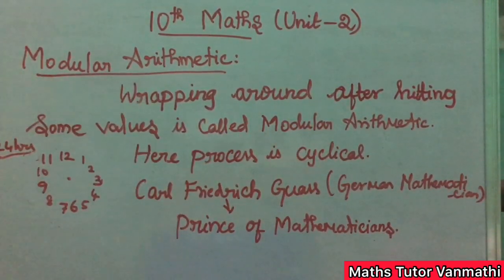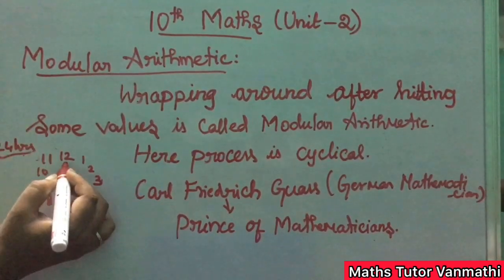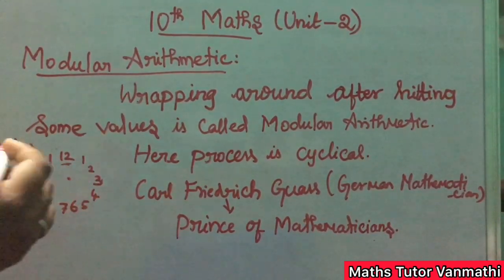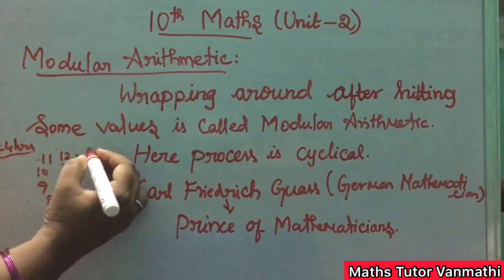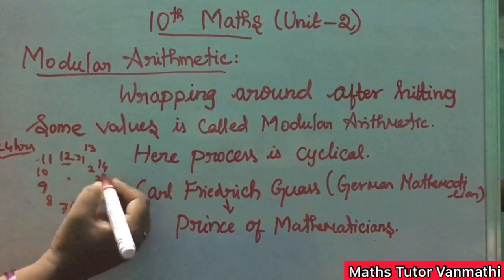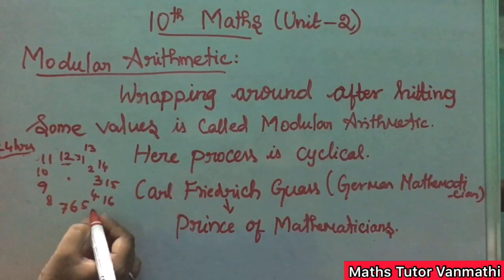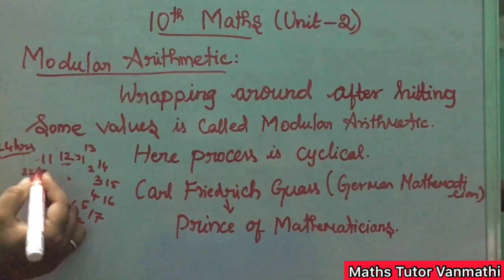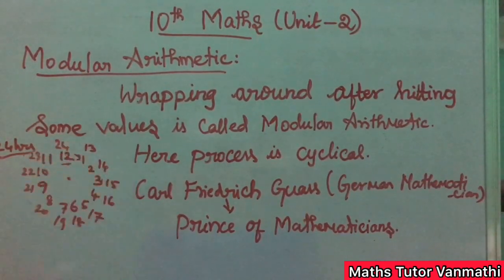The best example for modular arithmetic is the clock. Here 1 to 12 is present on your clock. One time around means 12 hours, and two times around means we get 24 hours. In a day we have 24 hours. After 12 in the afternoon it again goes to 1, but it is known as 13, and 2 is 14, 15, 16, 17, 18, 19, 20, 21, 22, 23, and this is your 24.